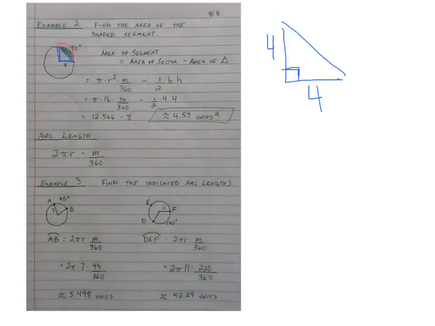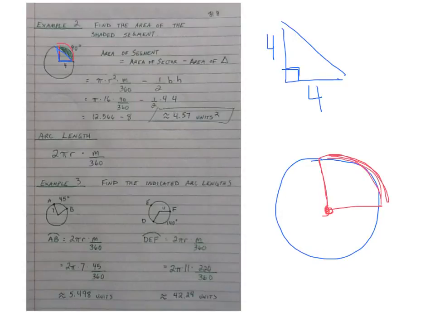And the final piece of this skill is finding arc length, and we can find the arc length using the formula 2 pi r times m over 360. And what we're saying is if we have a circle and that circle has some sort of angle inside of it, starting at the center, the arc length is the distance that is covered right there.